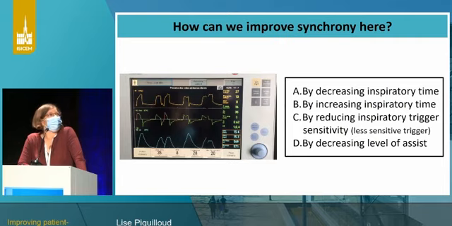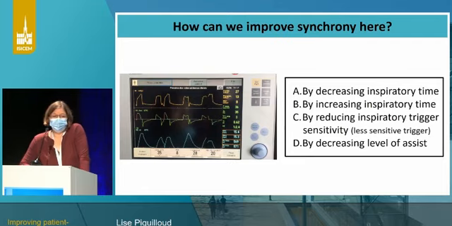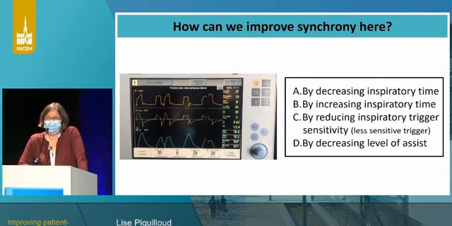How can we improve synchrony when we have that on the ventilator screen? Maybe we could decrease inspiratory time. Maybe we could try to increase inspiratory time. Maybe we could just change the trigger sensitivity. Or we could decrease the level of assist.